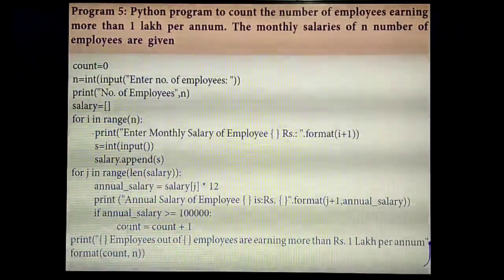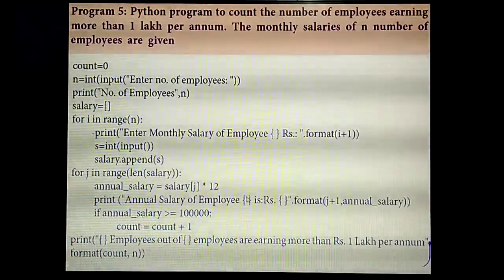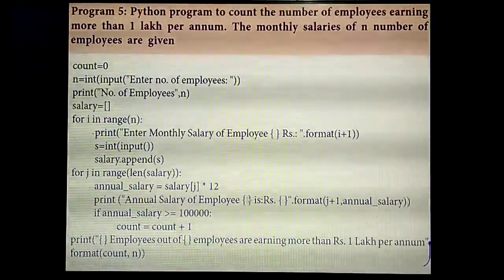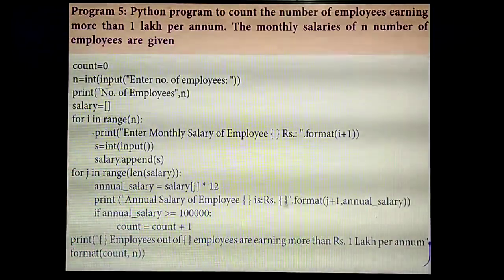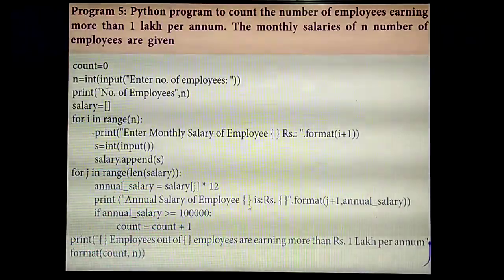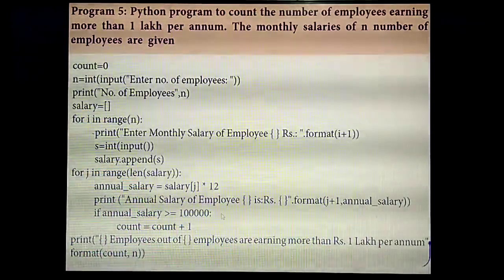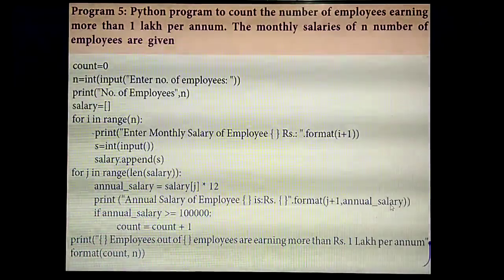Understand? Next, you need to print the values. Annual salary of employee: that means annual salary of employee 1, employee 2, employee 3, in rupees. For that, each time it needs to increment, so inside the format function you give j plus 1, employee 1, employee 2, employee 3, till however many employees you are giving, that many salaries in rupees. For that you are giving annual salary of.